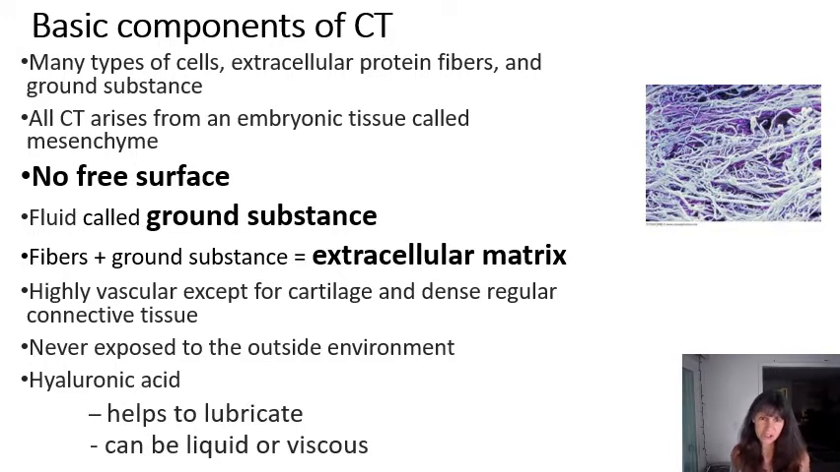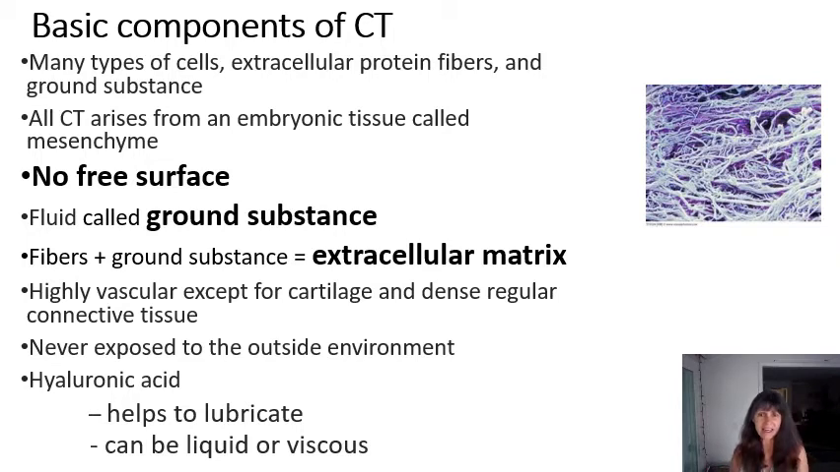Most connective tissue is highly vascular, which means it's got a great blood supply, except for cartilage and dense regular connective tissue. Those types of connective tissue don't have a good blood supply. Therefore, it's harder for them to repair themselves if an injury occurs. Connective tissue is never exposed to the outside environment.